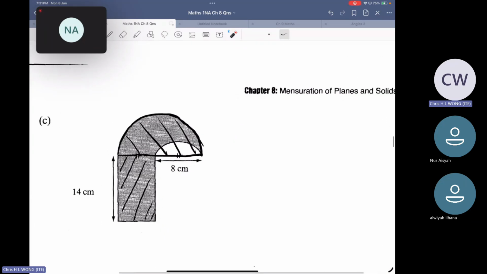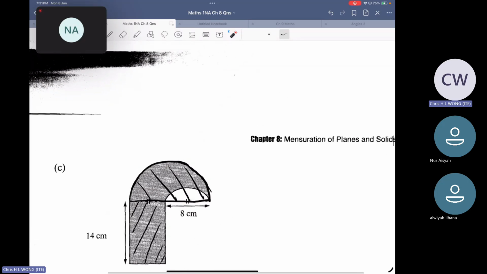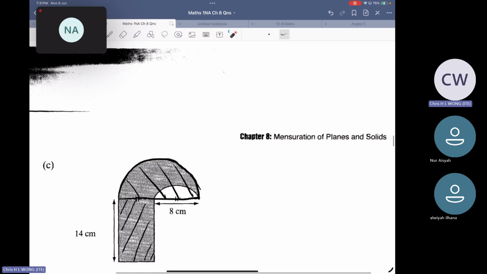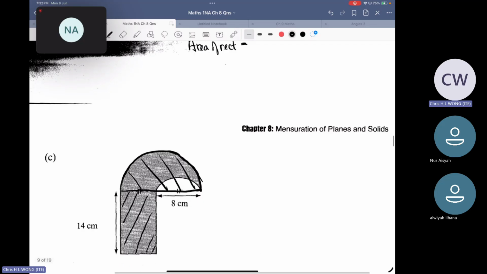Okay, a lot of space. I use all the space as much as I can. Okay, so I'll find the area of the rectangle first. This is what I'm going to do. I'm going to find this one first. Okay, easier. Area of rectangle. Area of rectangle is, what's the length?